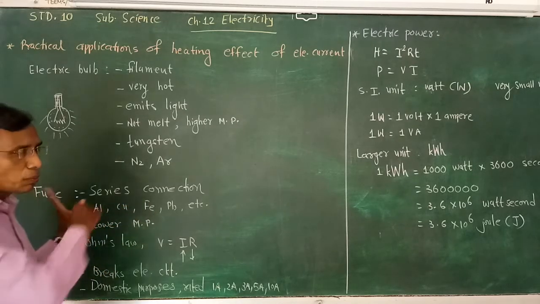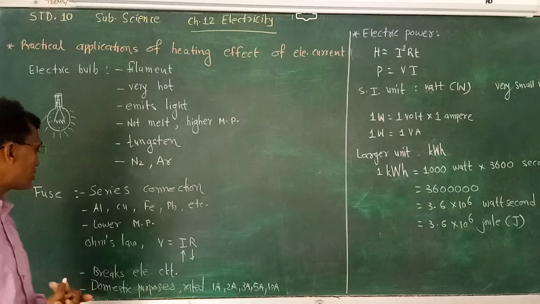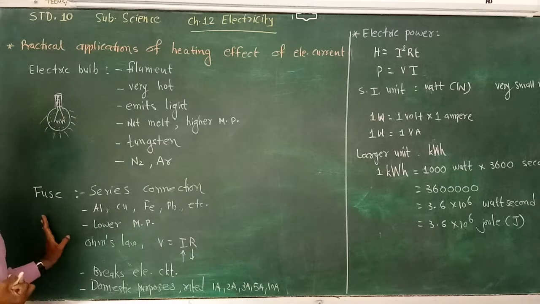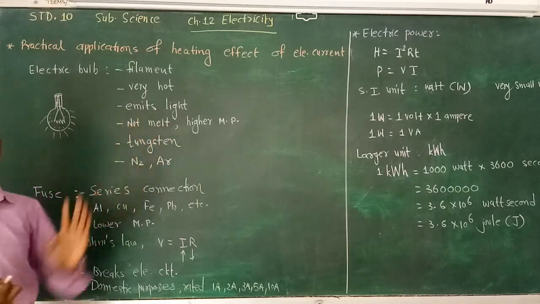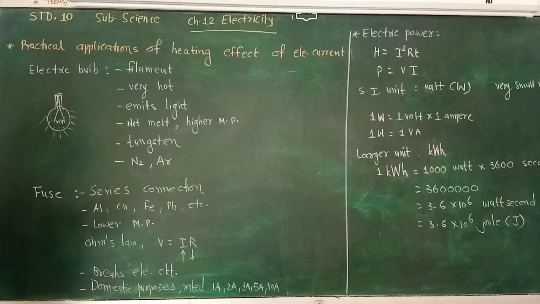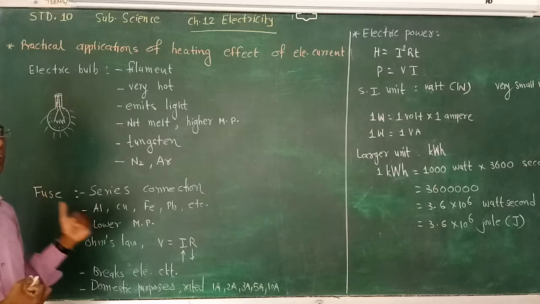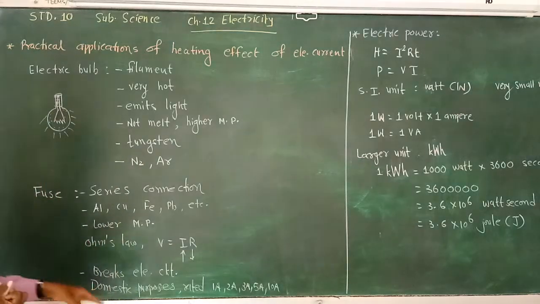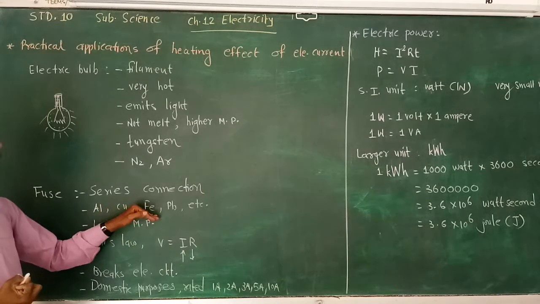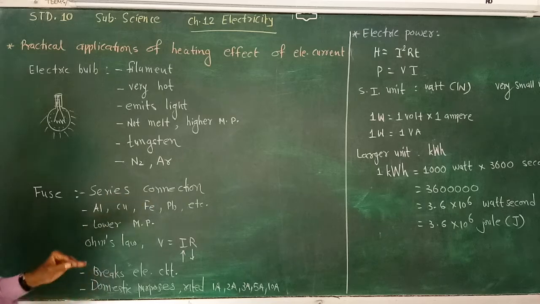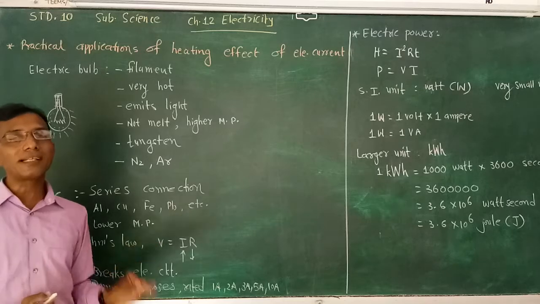So when current is flowing through the circuit and the current suddenly increases due to some circumstances, according to Ohm's law, V is equal to IR. The current suddenly increases due to some reason. At that time, a larger amount of heat is produced, and metals such as aluminum, copper, iron and lead melt because their melting point is lower, and break the circuit.